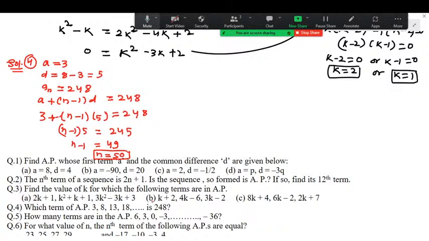These questions are based on the nth term. Later on, the questions are also based on the sum of n terms. Now, can you attempt the fifth question?